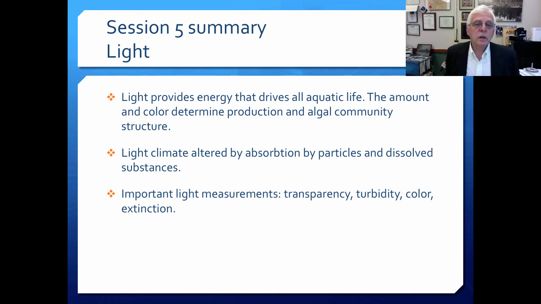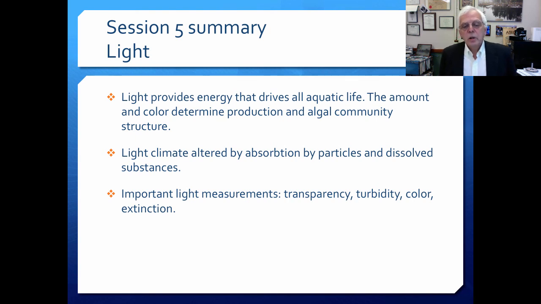So to summarize session 5, which is our discussion of light, we know that light provides energy that drives all aquatic life, and so it's very important, if you're going to have positive production, to have substantial light. The amount and color determine the production, as well as the algae community structure and the community structure of the aquatic macrophytes. Light also determines where you will have vegetation growing on the bottom, because for that to happen, light has to penetrate all the way to the bottom.